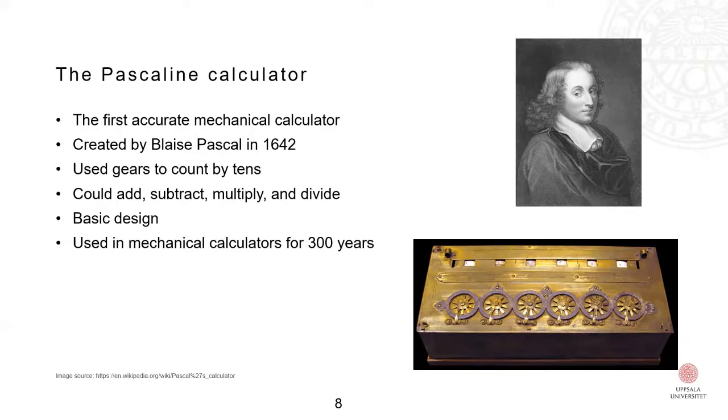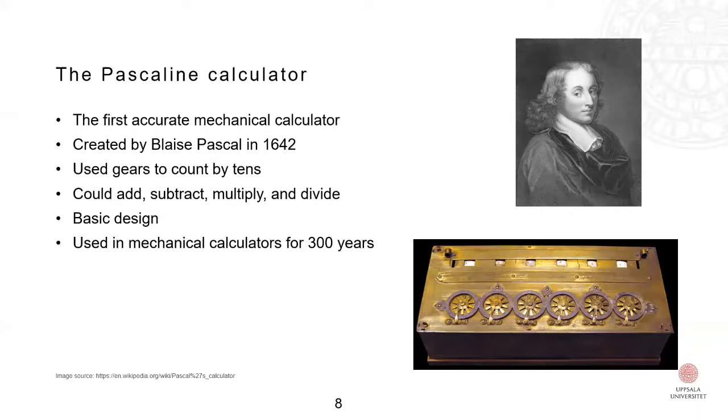It had a basic design that was used in mechanical calculators for 300 years. This is amazing. Imagine something is invented today and is used for 300 years. This is almost impossible in today's world with the fast rate of different inventions. It is not imaginable for us. But in those times, the speed of different inventions was much less than today. So an invention like this calculator could be used for over 300 years.